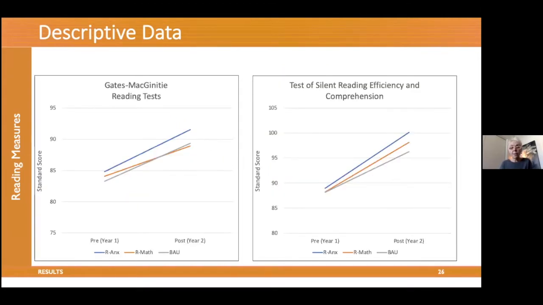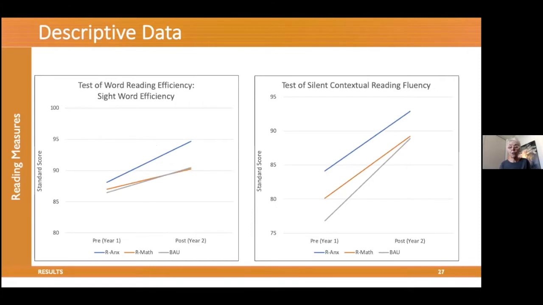If you look at some of the descriptive data, if you think of the blue line as representing the reading and anxiety group, the orange or red line as representing the reading and math group, and then the darker line as the BAU group. And what you can see here is just the slope of progress using standard scores over time. And for the reading and anxiety and the test of silent reading efficiency for comprehension, these are scores from pre-test in year 1 to post-test in year 2. So this would be over the 2-year period.